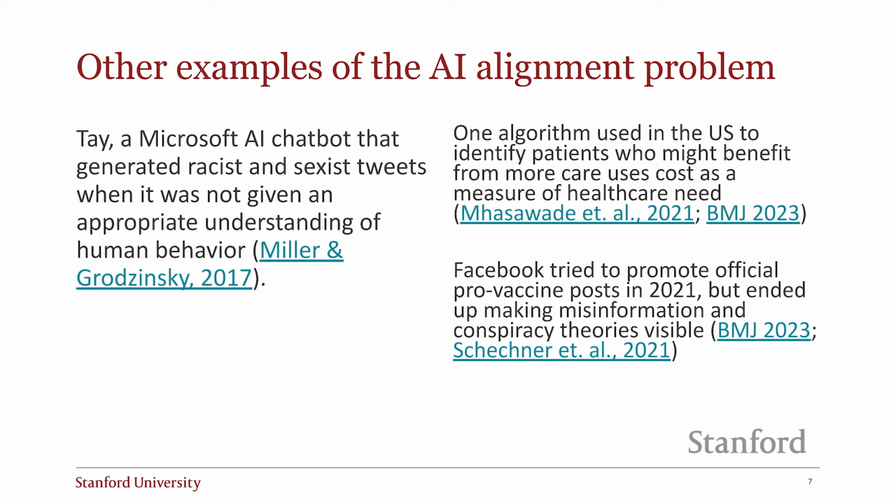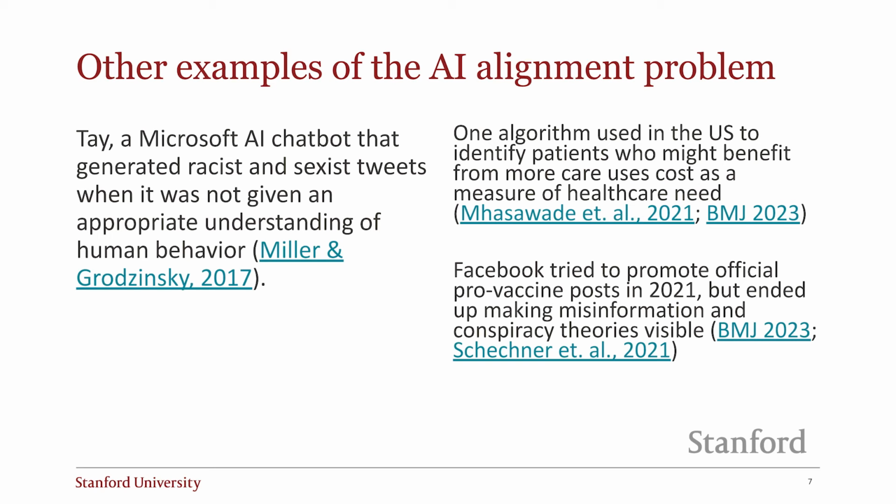The first is Tay. Tay was a Microsoft AI chatbot launched on Twitter in March of 2016. In less than a day, it was taken down because it was generating tweets and replies that were considered racist and sexist. The bot's behavior wasn't necessarily due to a programming error. Instead, it was because the developers had not given the bot an understanding of appropriate human behavior. In the absence of that, the bot began to mimic the harmful behavior it saw among other Twitter users.